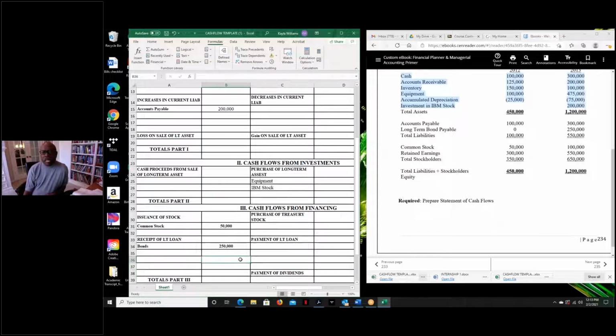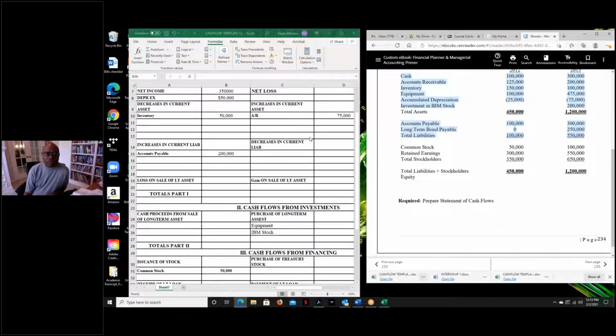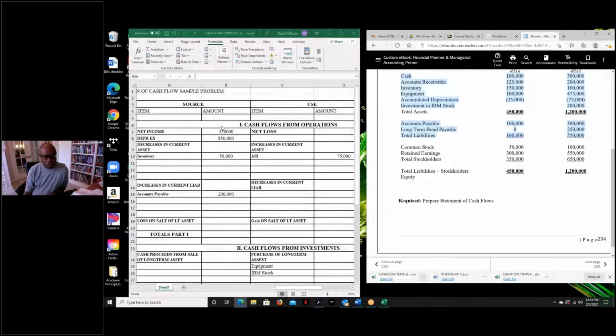So we got all the accounts done now. Let's see if we can balance out. Go to part 1. Okay. Add all your sources. What are the total sources in part 1?